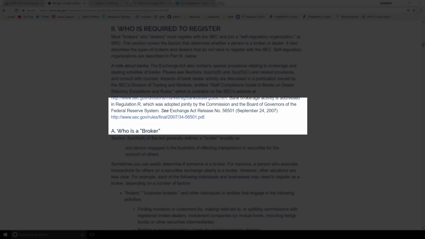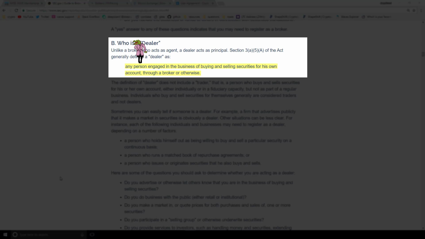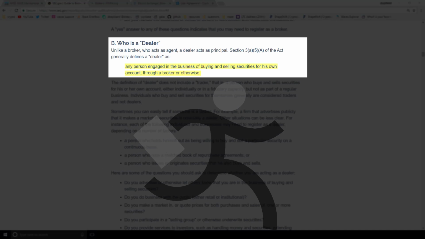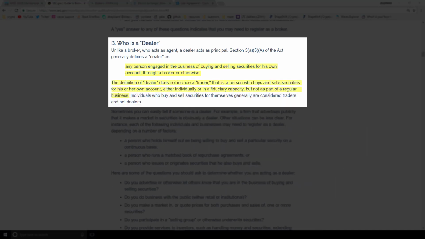balances and transactions. A dealer is any person engaged in the business of buying and selling securities for his own account through a broker or otherwise. It's important to note that a dealer typically operates as a business. The definition of a dealer does not include a trader. A trader is a person who buys and sells securities for his or her own account, either individually or through a fiduciary capacity, but not as a part of a regular business.